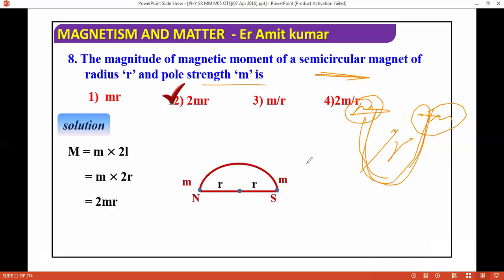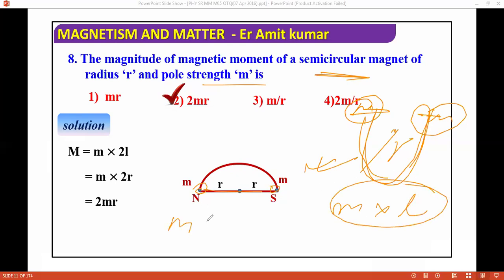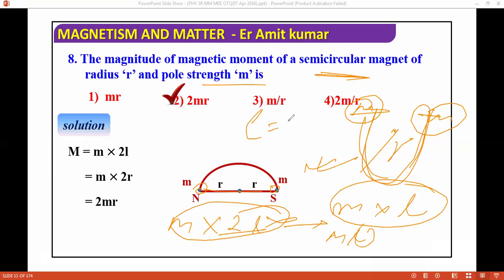This is a very important concept; all of you should know. Basically, we are connecting the initial point and the final point. Magnetic moment is pole strength into length. Some students remember this relation as m into 2l, but I usually advise students not to remember it like this because you may get confused. Instead, remember the formula like the dipole in electrostatics, in the form of m into l. Here l is 2r. Take care of this concept and you can definitely beat the questions. Next question.